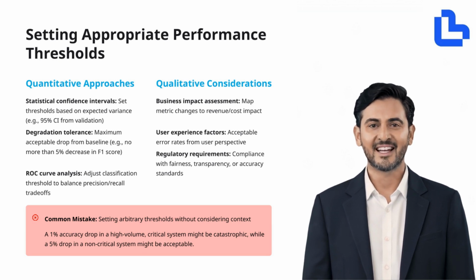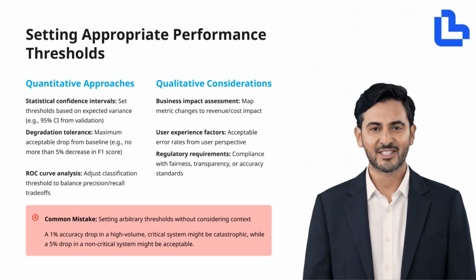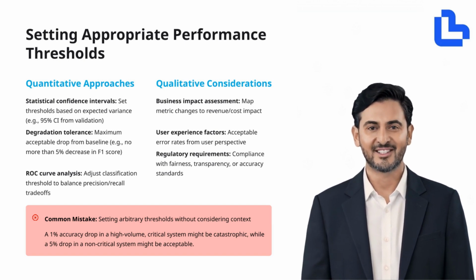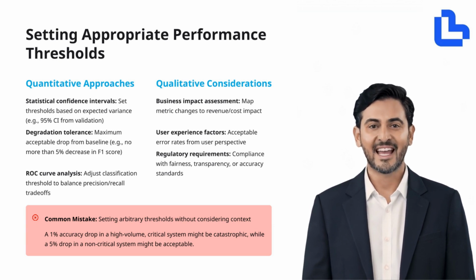One common mistake is setting arbitrary thresholds without considering context. For instance, a 1% drop in accuracy might seem minor, but in a high-volume mission-critical system, it could be catastrophic. Conversely, a 5% drop in a low-impact application might be perfectly acceptable. Ultimately, threshold setting is both a science and an art. It requires collaboration between data scientists, engineers, and business stakeholders to ensure that your monitoring system is not only technically sound, but also aligned with real-world priorities.